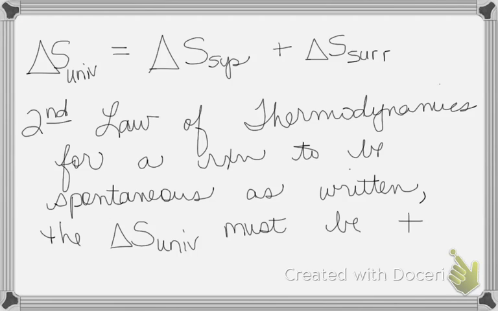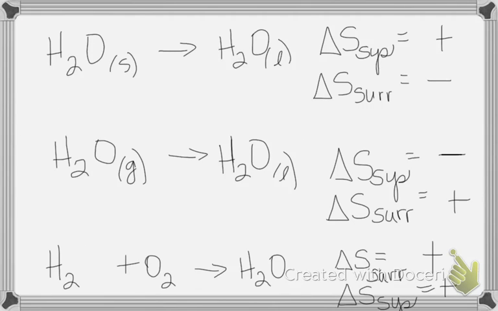So, can I flip back to the previous slide for a second? In this first case where we said the system's positive and the surroundings negative, in order for that to be a spontaneous process, the positive delta S of the system has got to be more than the negative delta S of the surroundings. Okay, so they don't have to be the same value. They don't have to be opposite signs. Same here. On the second one, the surroundings has got to be more positive than the system is negative. On the bottom one, it doesn't matter because they're both positive. That's going to be a spontaneous process.